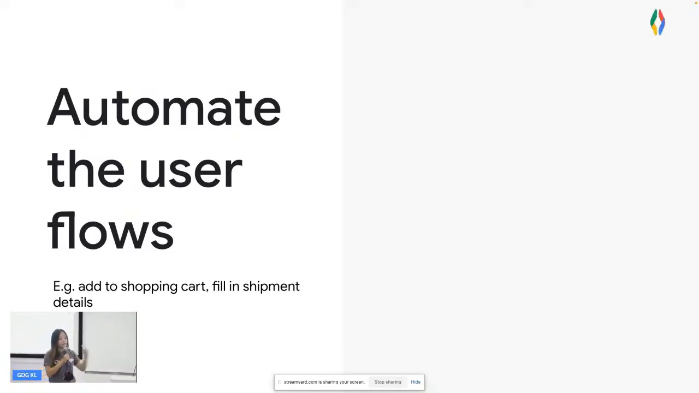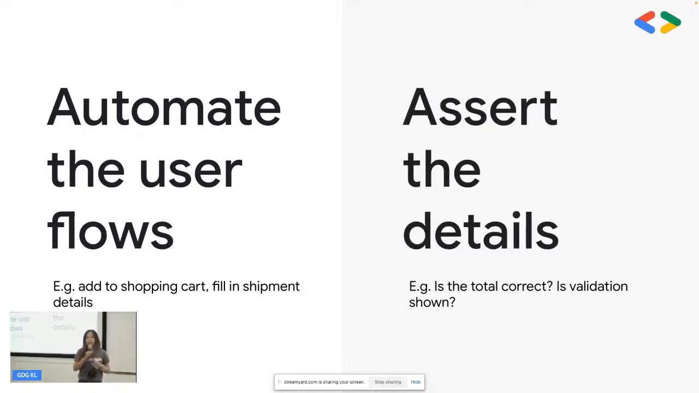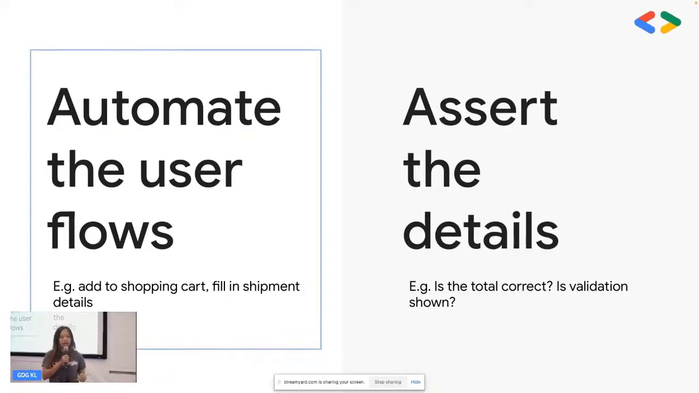You want to automate that so that you can run regular tests to check whether it is working, or to fill in some shipment details. You want to make sure that when you fill in, some errors show up, things like that. And the other thing about testing is asserting the details. You want to check whether the fonts and the error message are showing, or whether the totals are calculated correctly. So testing has two sides: automating and asserting details. Today, I will focus on how to automate the user flow with the tools that we have.